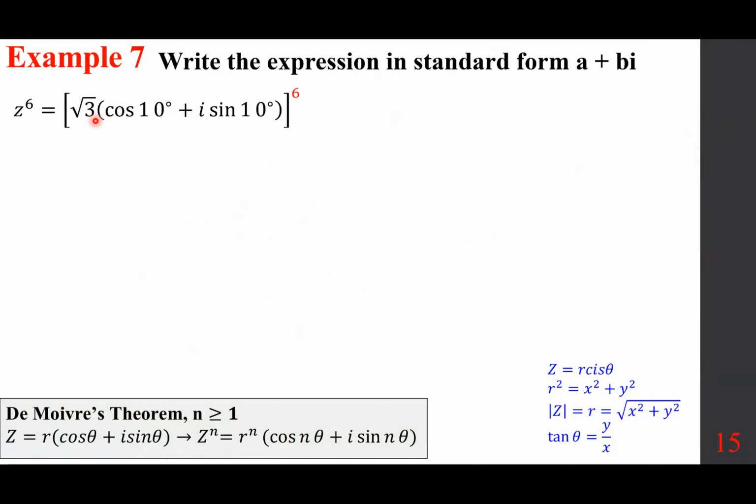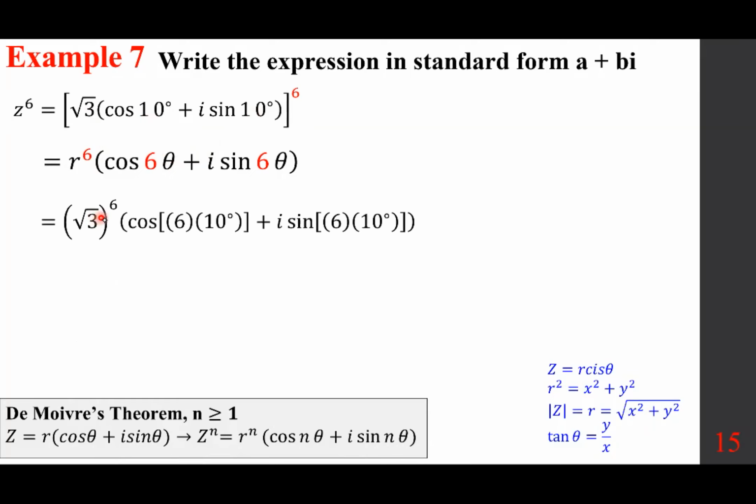In essence, we want to raise this to the power of 6, right? The expression in standard form of a plus bi. So we want to raise this to the power of 6, which means we're going to use this formula. This gets raised to the power of 6, and this gets multiplied by 6. I'm going to write r to the power of 6 cosine of 6 theta plus I sine of 6 theta. So we're going to write square root of 3 to the power of 6, and 6 times 10, same thing, 6 times 10.